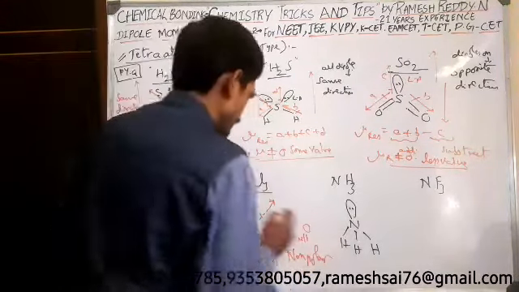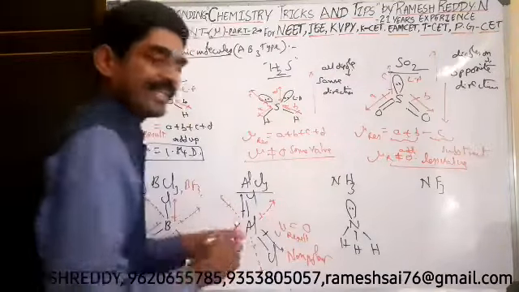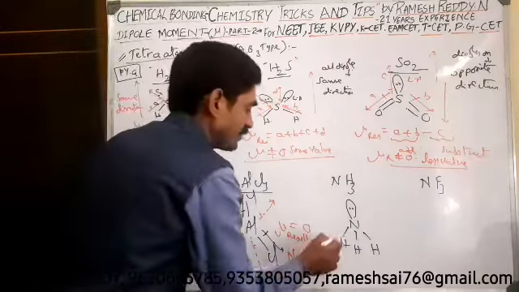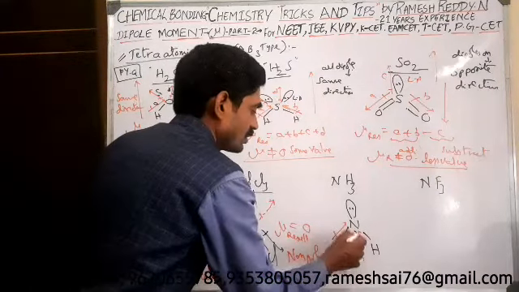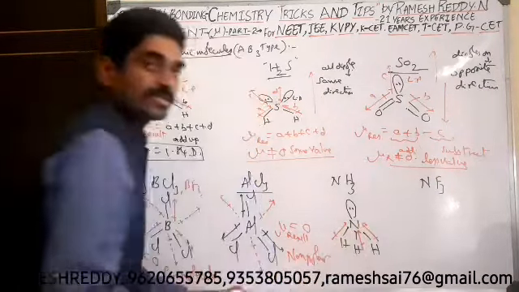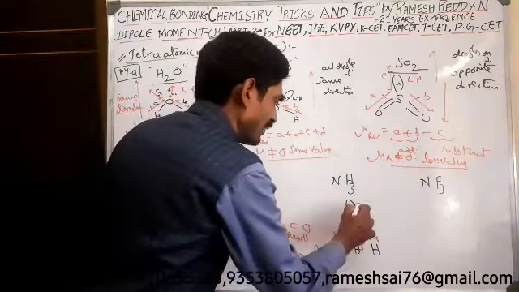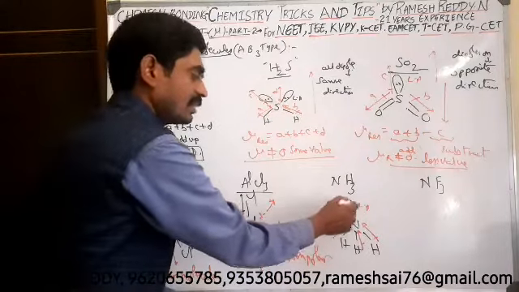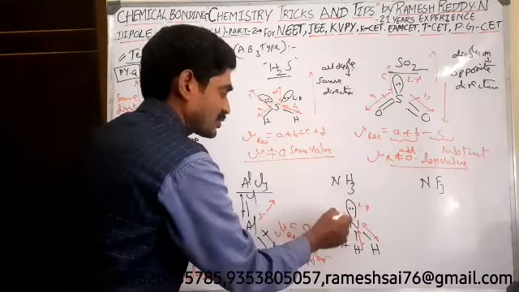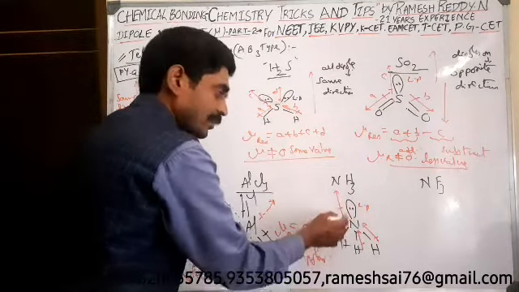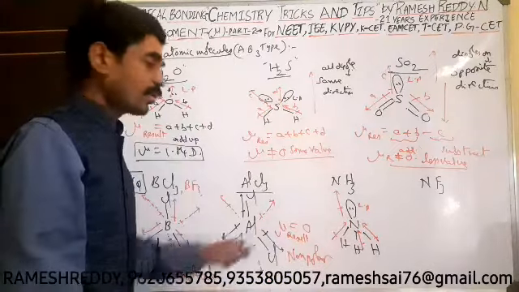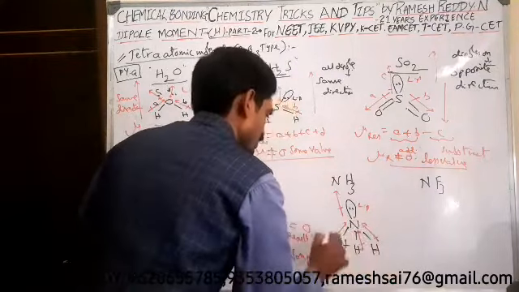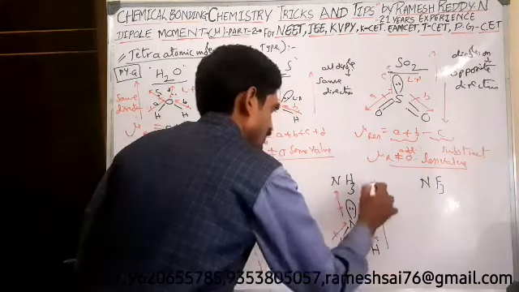Now the dipole moment: hydrogen is less electronegative, nitrogen is more electronegative. So the bond dipoles move toward the nitrogen atom. And the lone pair of electrons is there, so the lone pair charge is greater. The dipole also moves toward the lone pair of electrons. So all are in the same direction, right?